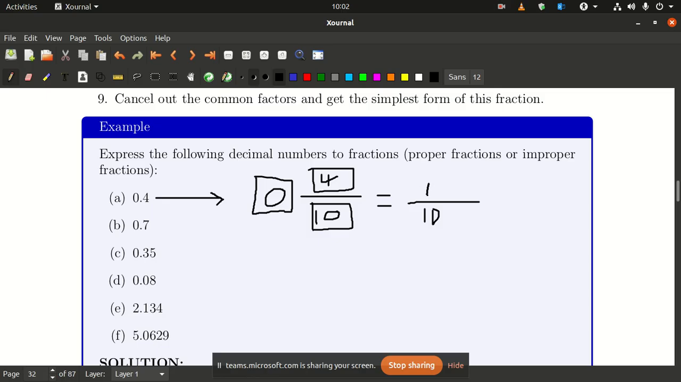So we get a 4 over a 10. Is there anyone who's not getting how we got 4 over 10? No. No, that is what I was saying.